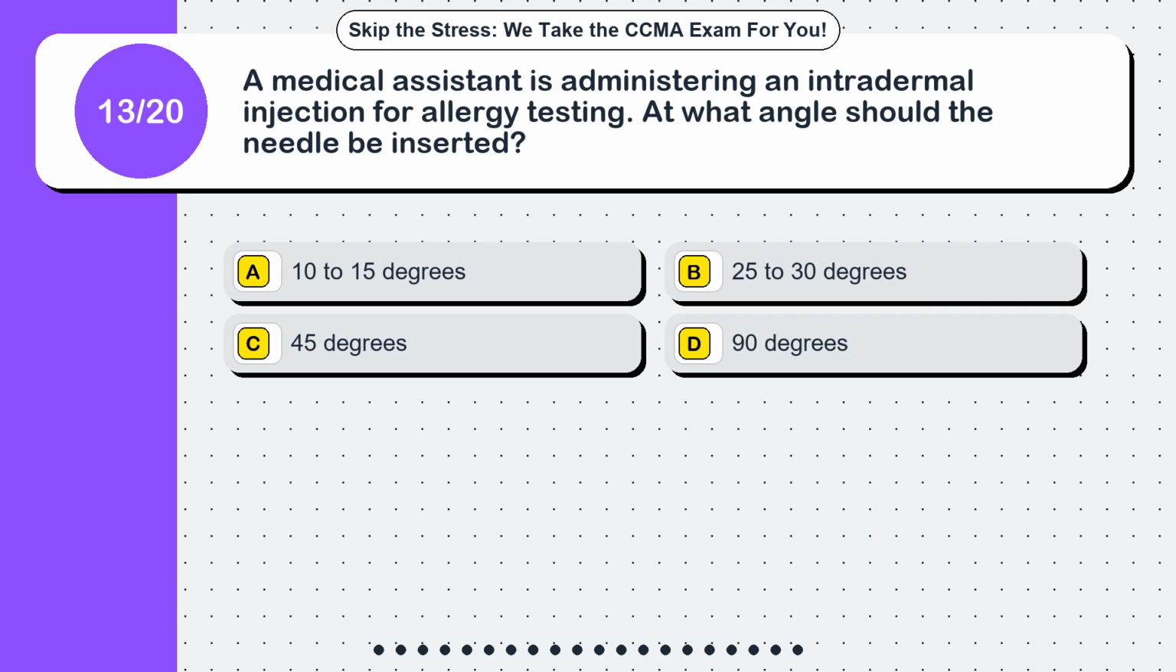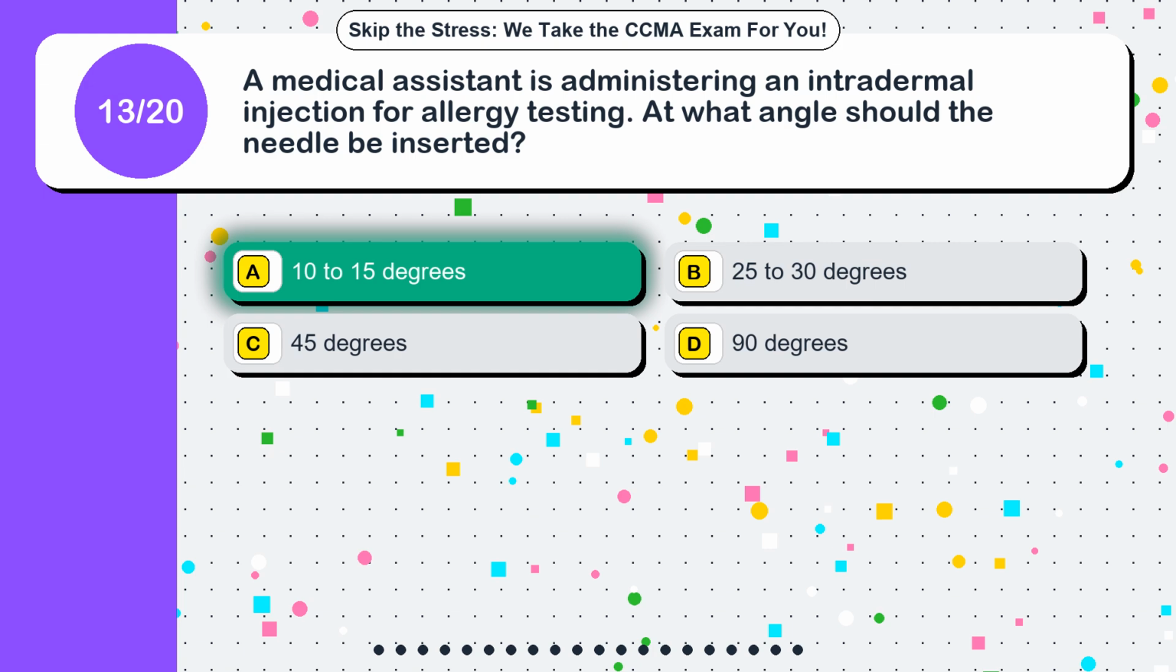Question 13. A medical assistant is administering an intradermal injection for allergy testing. At what angle should the needle be inserted? Option A: 10 to 15 degrees. Option B: 25 to 30 degrees. Option C: 45 degrees. Option D: 90 degrees. The correct answer is option A, 10 to 15 degrees.